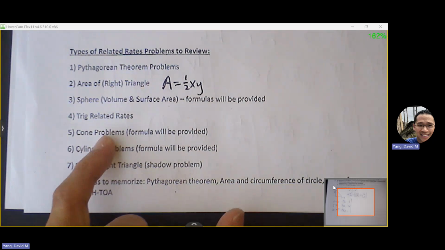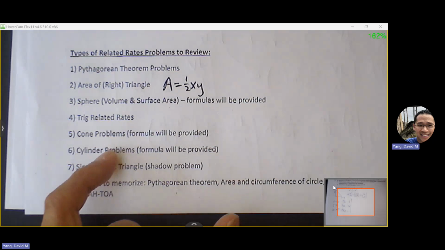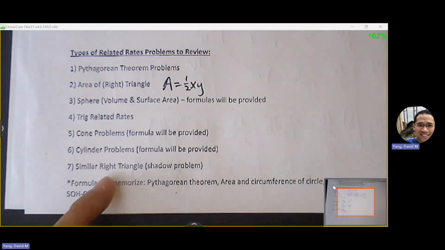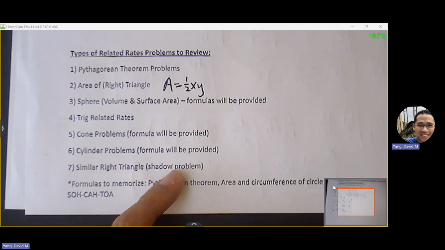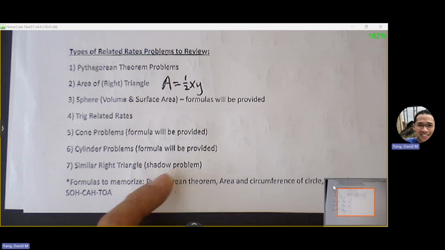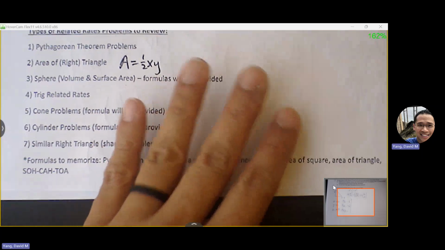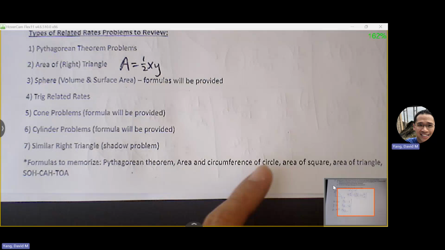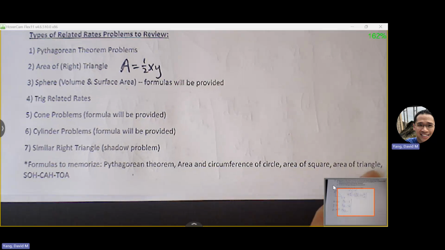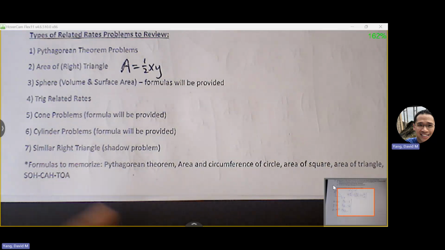Cone problems, where you have to do similar triangles. Cylinder problems, where you want to replace the r so that it becomes easy with a derivative. Shadow problems, where small height is to big height as small base is to big base, and then be able to interpret dx/dt, dy/dt, and then the rate of change of the tip of the shadow. And then the formulas that you're expected to memorize are Pythagorean theorem, area and circumference of a circle, area of a square, area of a triangle, okay, and know your unit circle.